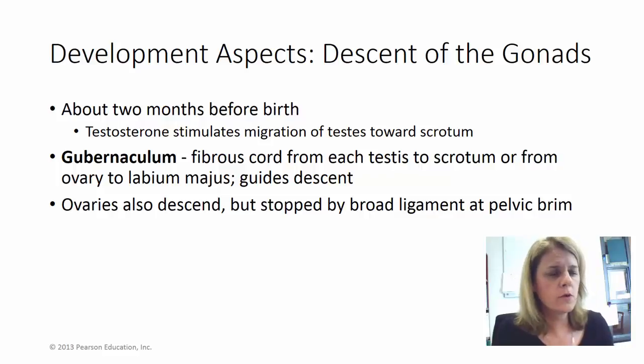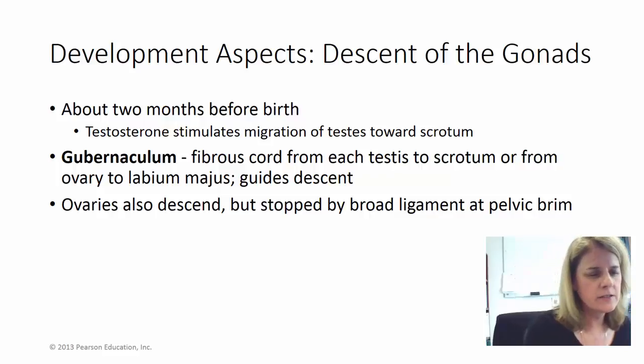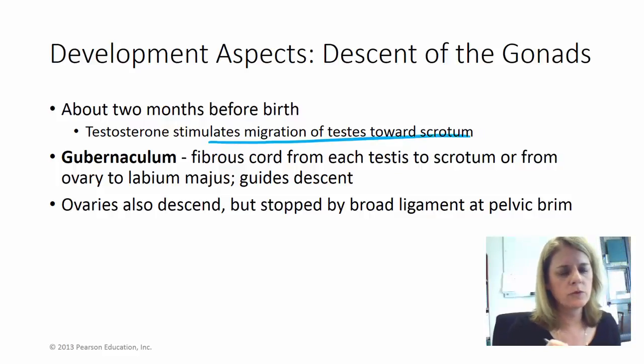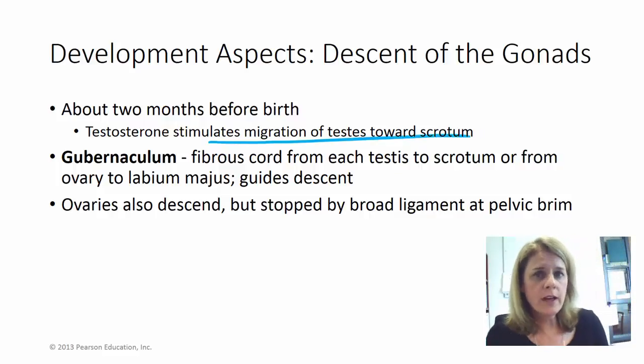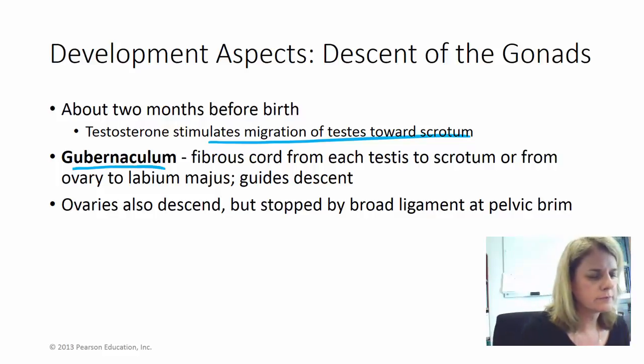About 2 months before birth, you're going to have more testosterone formed, and that testosterone is actually going to cause the testes to leave the body and go toward the scrotum. Because during development, the testes are formed up inside the abdominal pelvic cavity, and they have to leave it and descend. They do that by following the gubernaculum.